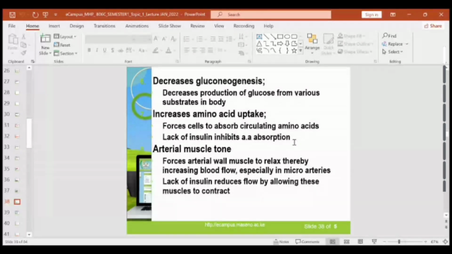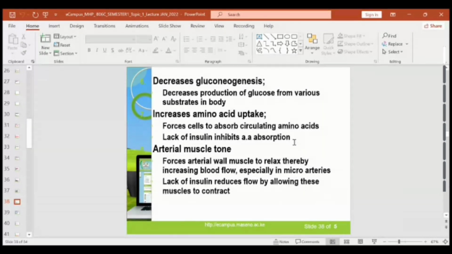Another one is the uptake of amino acids. Immediately upon digestion and absorption of proteins, we end up with amino acids. Insulin will ensure that these amino acids are taken up by the cells and deposited, and this will increase the process of gene expression.